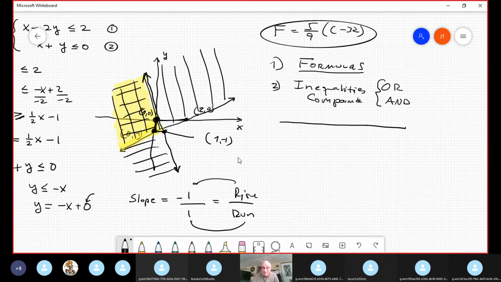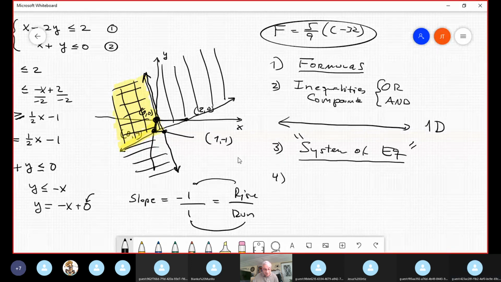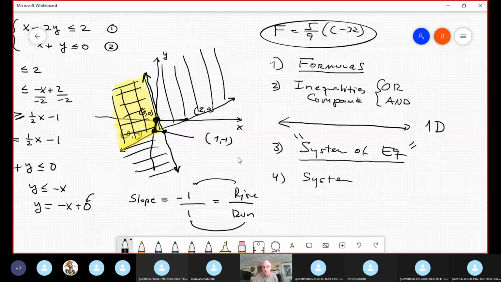So, this is inequality, compound inequality, and or. But that is in 1D, one dimension. Number 3, which in my opinion is the most important topic in chapter 2, is the system of equations. Remember, substitution and elimination, which you like so much. This is the most important for me. You can see a lot of questions in the test like that. And number 4 is the topic that we're discussing today, the system of inequalities, but in 2 dimensions.